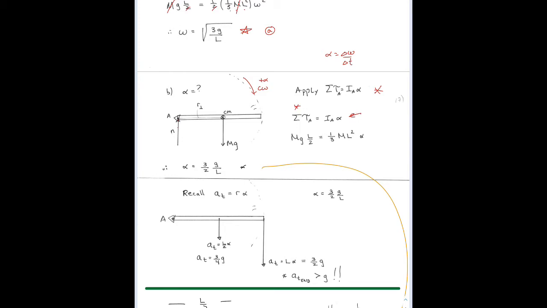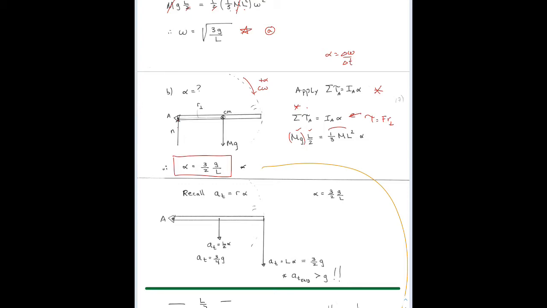If I look at my net torque, the only force that causes torque about axis A is the weight. So there's my force. Remember, torque is force times moment arm. My moment arm, perpendicular, is half the length of the stick, L over 2. It's a stick about the end, which is 1/3 ml squared, so that's one of the ones we need to know. Then I solve that for alpha, and that gives me the angular acceleration of the stick.